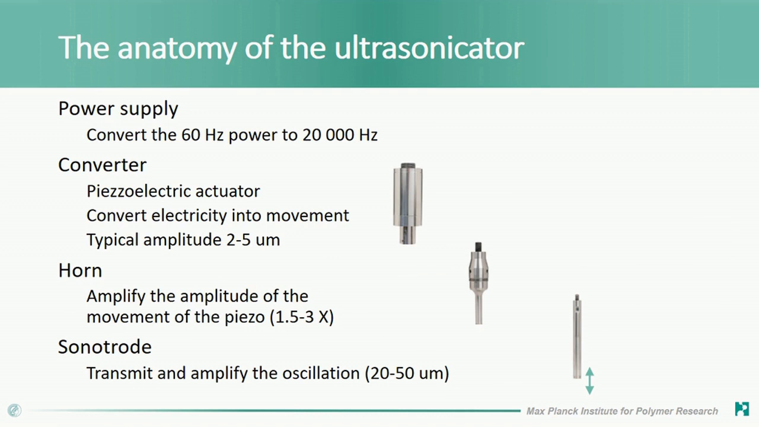So if we look more precisely at the different parts of this ultrasonicator, we have the power supply. The power supply is just there to convert the power that we get from any electrical outlet at 60 hertz to modulate it instead at 20,000 hertz or 40,000 hertz, depending on the ultrasonicator that you're using. And then we have the converter. That's the top part of the ultrasound stick. It's in fact made of a piezoelectric actuator. So a piezo is a material that when you apply a difference of potential will either contract or expand.